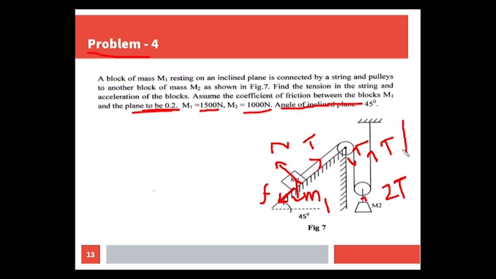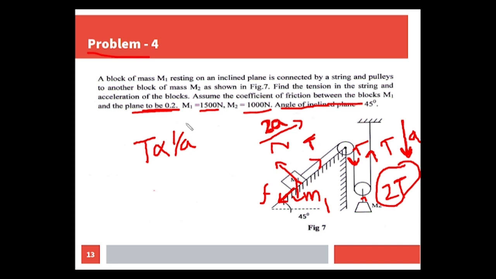Let's assume that M1 is moving downwards with an acceleration A. Then this block will be moving upwards with an acceleration 2A. So let's go to this pulley. Here the tension is 2T, because this is the resultant of these two tensions, T and T. And assume that this block is moving downwards with acceleration A. Then here the tension is T. Then this block will be moving with acceleration 2A, since tension is inversely proportional to acceleration, or acceleration is inversely proportional to tension.